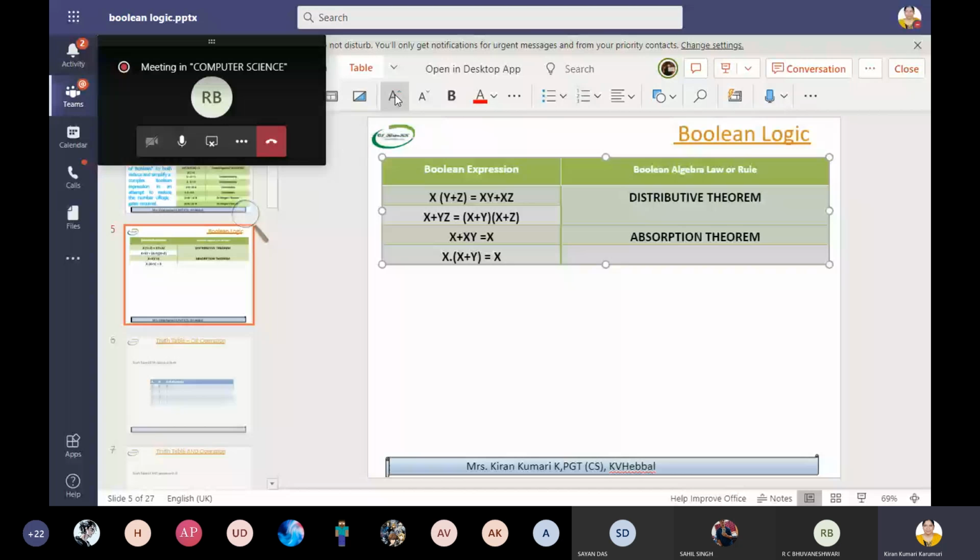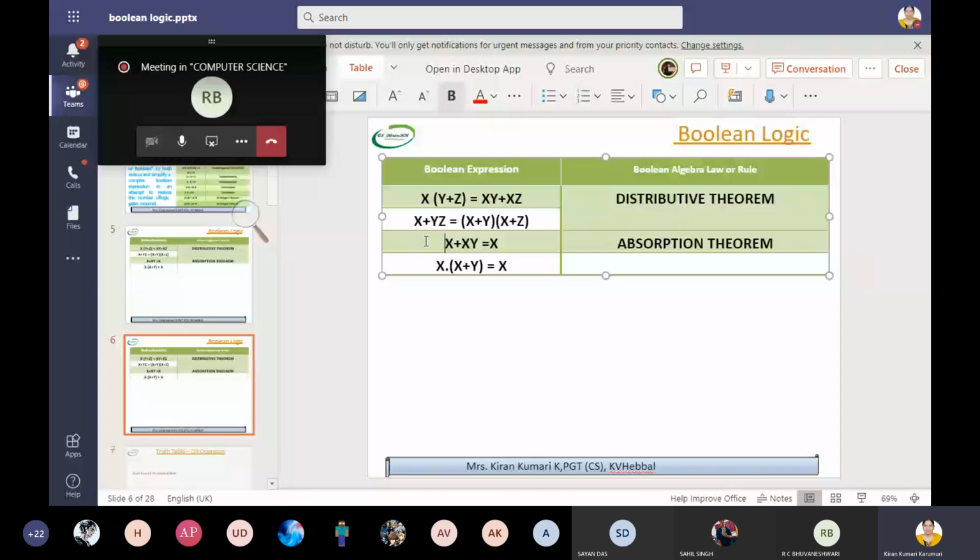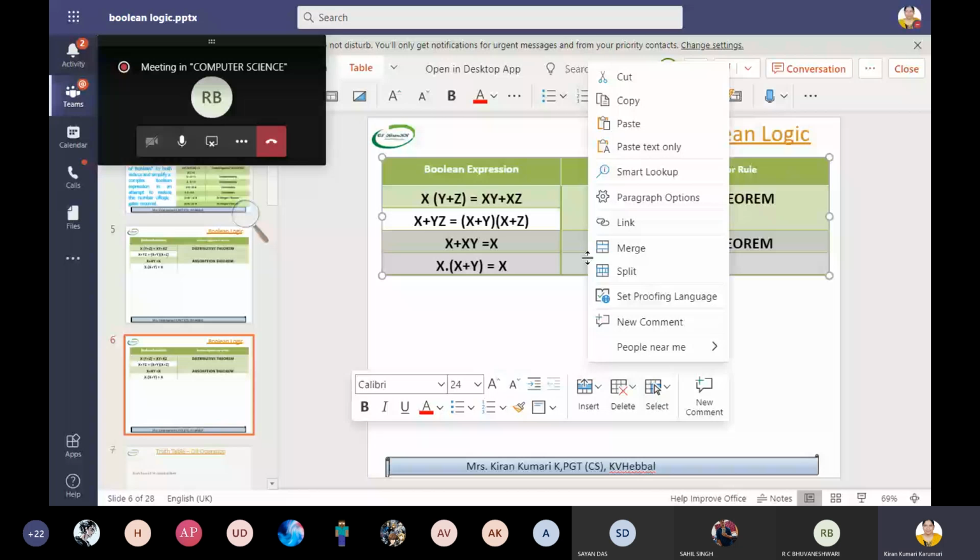So now quickly draw a truth table for these expressions. First one, distributive theorem, prove karo using truth table. Prove distributive theorem using truth table. Are you all doing? So whomever I'll ask, you turn on your video and show me.